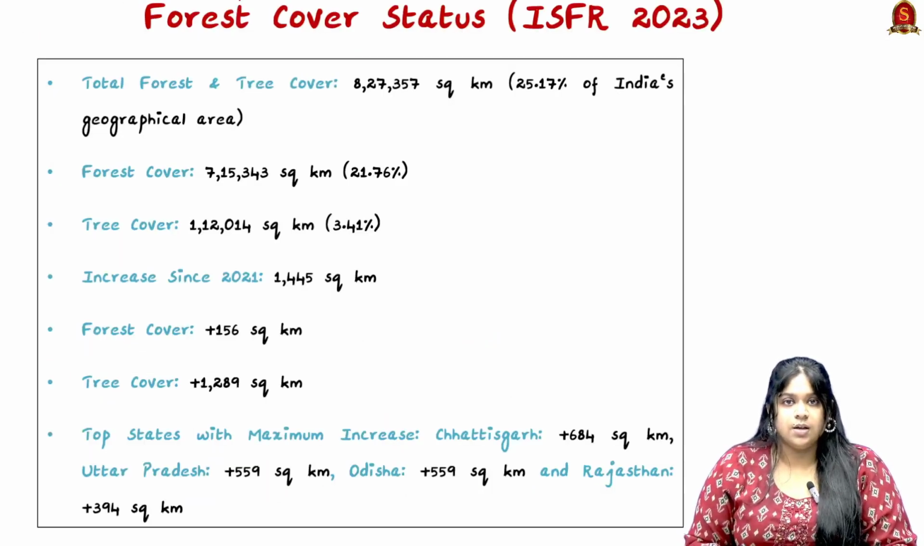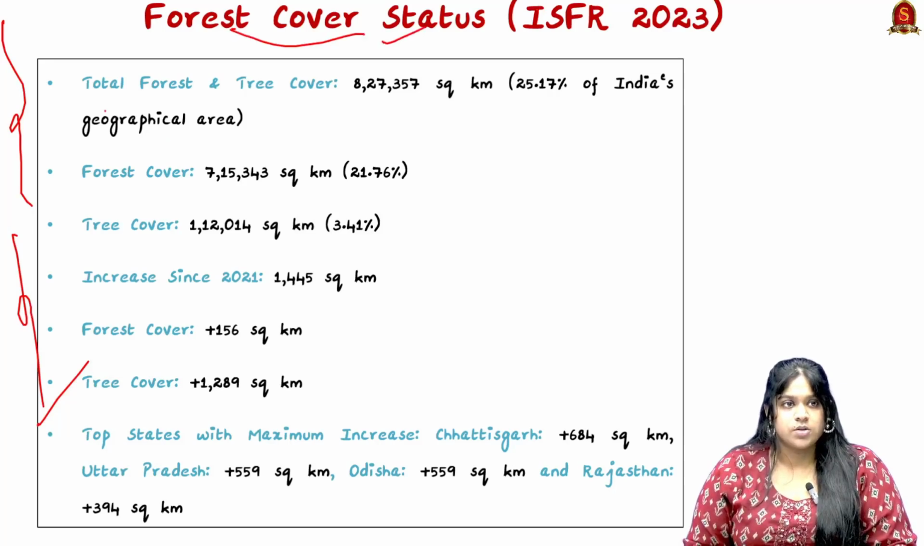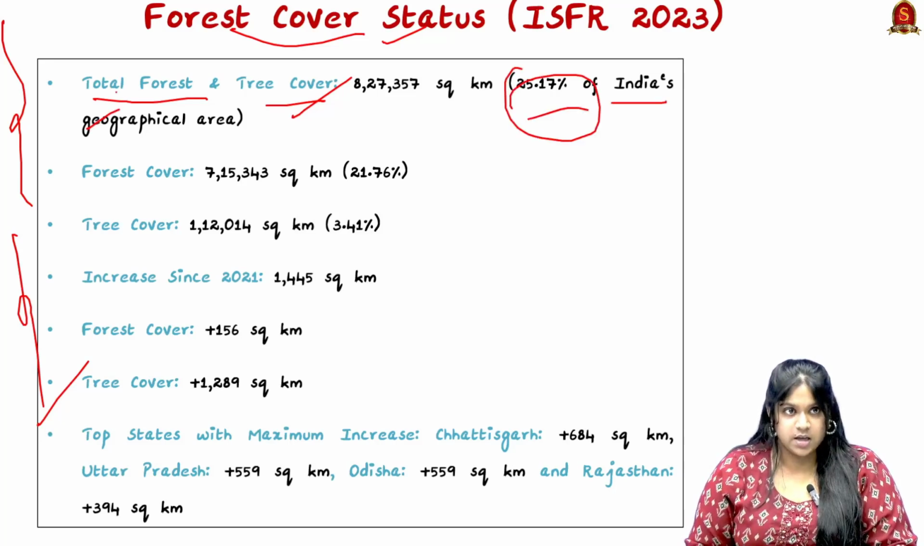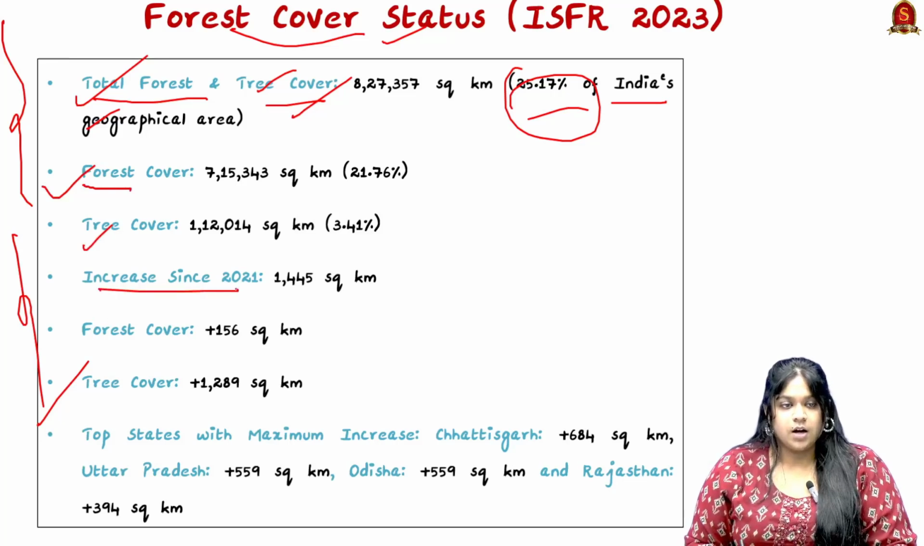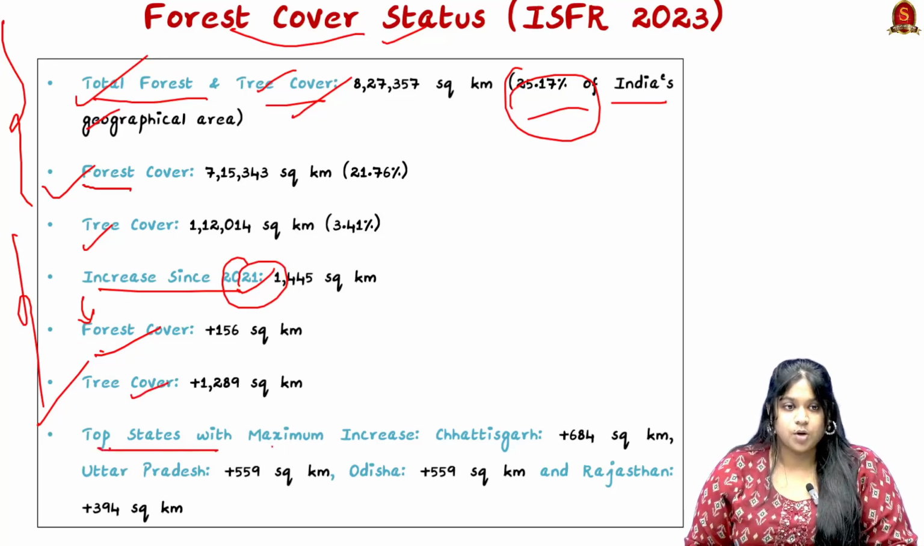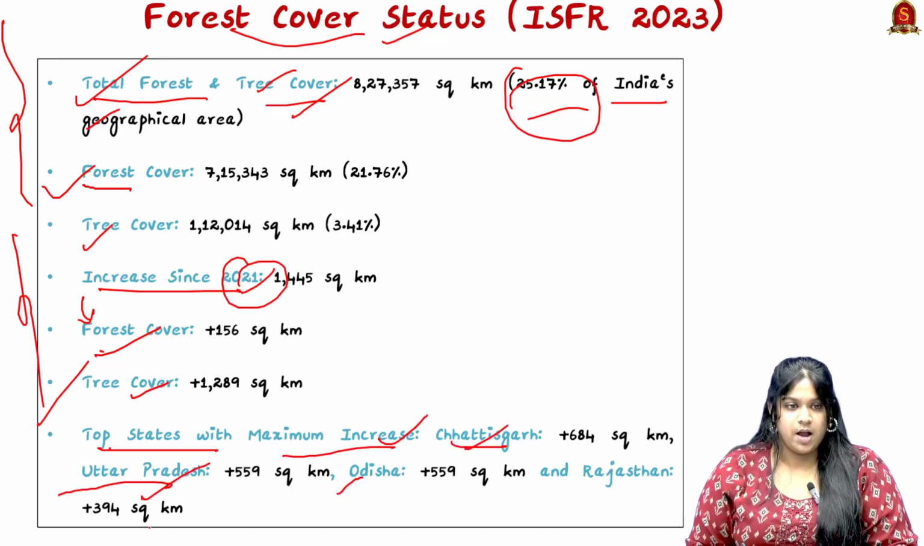So what does the report consist of? These are the statistical details it presents about the forest cover. It covers the total forest and tree cover. Here, 25.17 percent of India's geographical area is covered by total forest and tree cover, and they also cover separately forest cover, tree cover, the increase since 2021, and changes in forest cover and tree cover. It includes the top states with maximum increase, that is Chhattisgarh, Uttar Pradesh, Odisha, and Rajasthan.